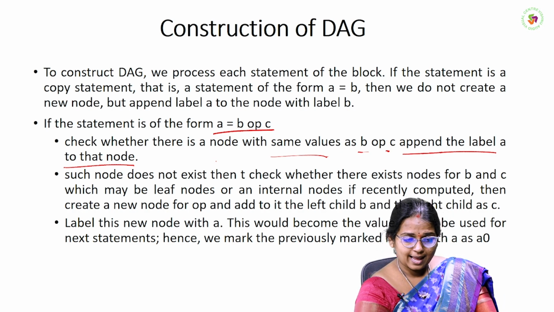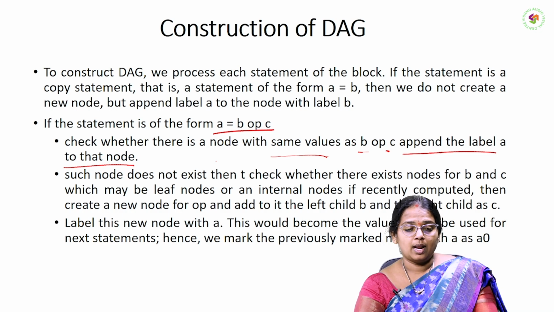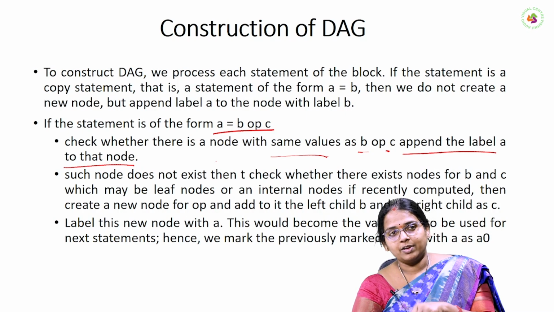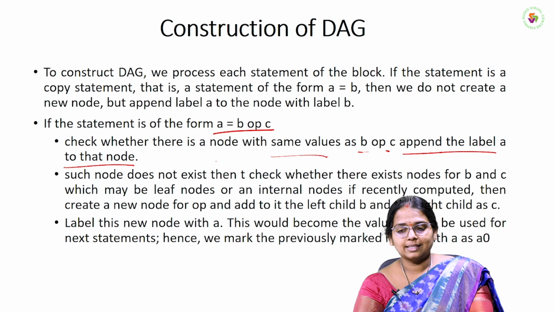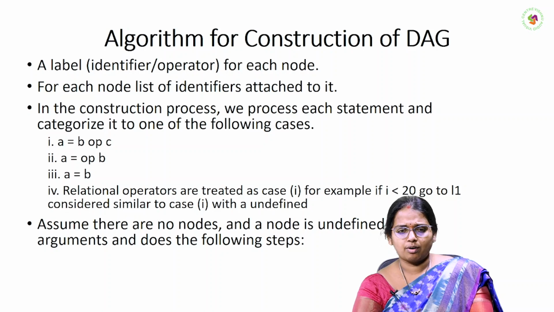Suppose the first point is not satisfied, the second point is not satisfied, and the third one is not either, that means the node is already eligible. Then what we will do is, the one we previously marked, we'll make it A0. The newly entered node will be taken as A. So this is the construction of a DAG.